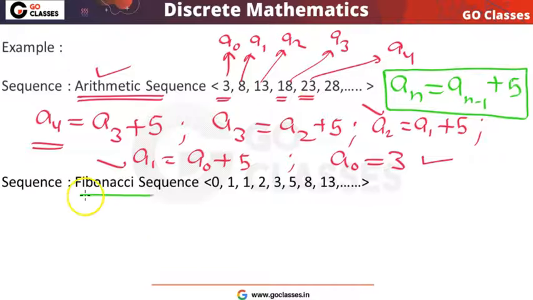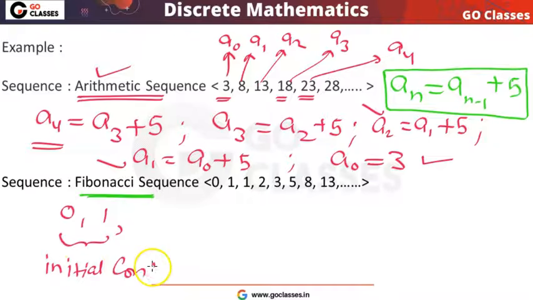Now let's see another very popular sequence, that is the Fibonacci sequence. What is the Fibonacci sequence? It is basically like this. You can notice here, 0, 1. These are the initial points, these are known as initial conditions.